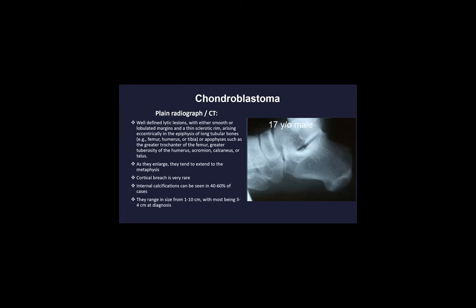Internal calcifications or mineralization can be seen in a decent number of cases, about half the cases. Here it's difficult to appreciate because of the overlying bone, but I suspect there is some mineralization inside the sclerotic lesion, particularly in this area more anteriorly. Their size can range from very small to as large as 10 centimeters, but the majority are going to be around 3 to 4 centimeters in diameter at the time of diagnosis.